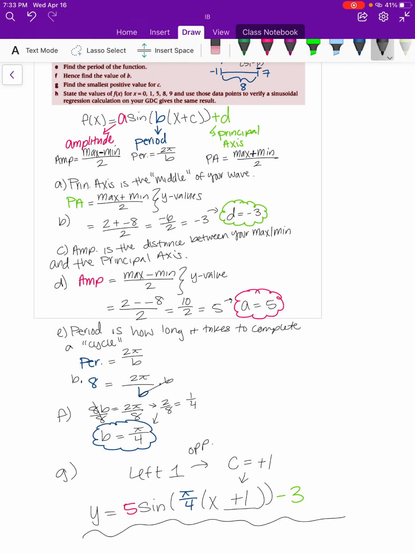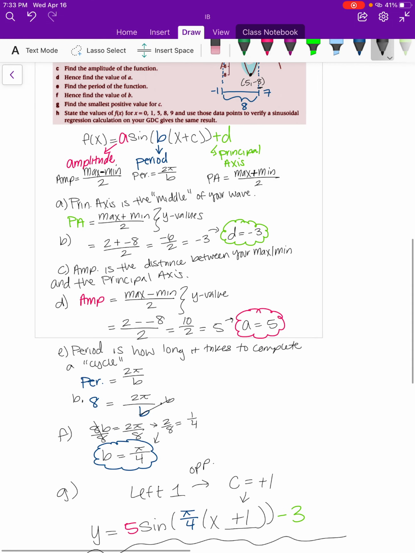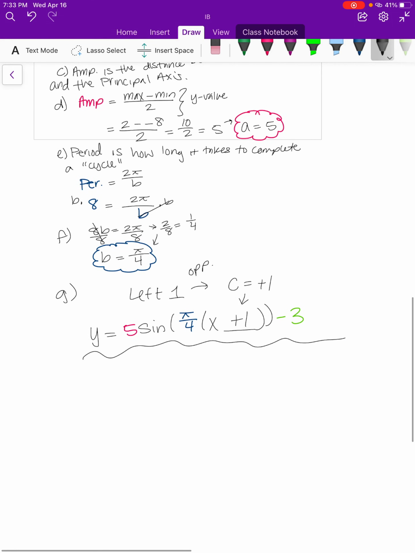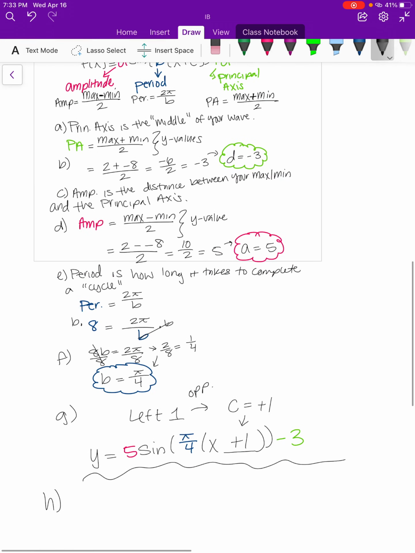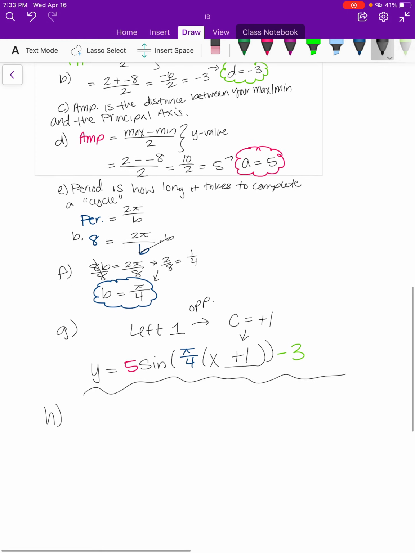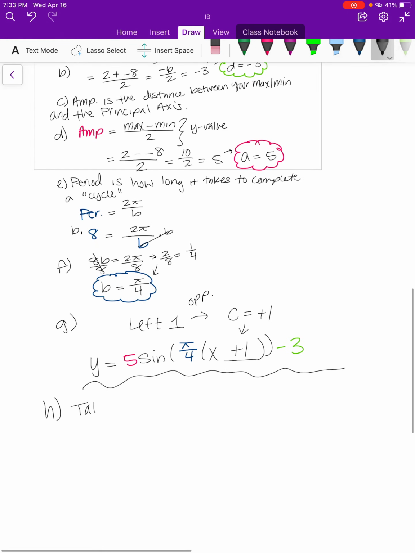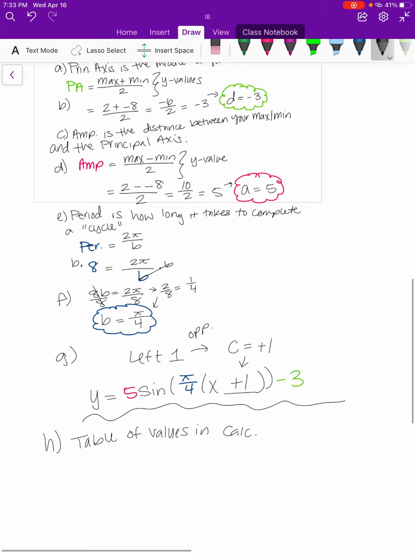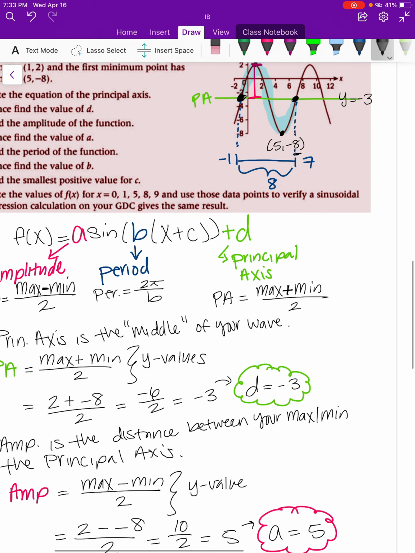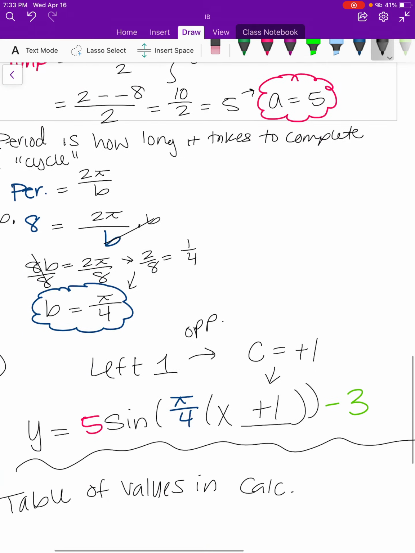Now at this point, I run out of space, so I assume you may have run out of space, especially if you tend to write larger. I was writing small. But all I want you to do for this step, I would personally put it in a table of values in your calculator. So it's just saying, hey, find the y value. So if x is 0, what's your y? If x is 1, what's your y? So on and so forth.